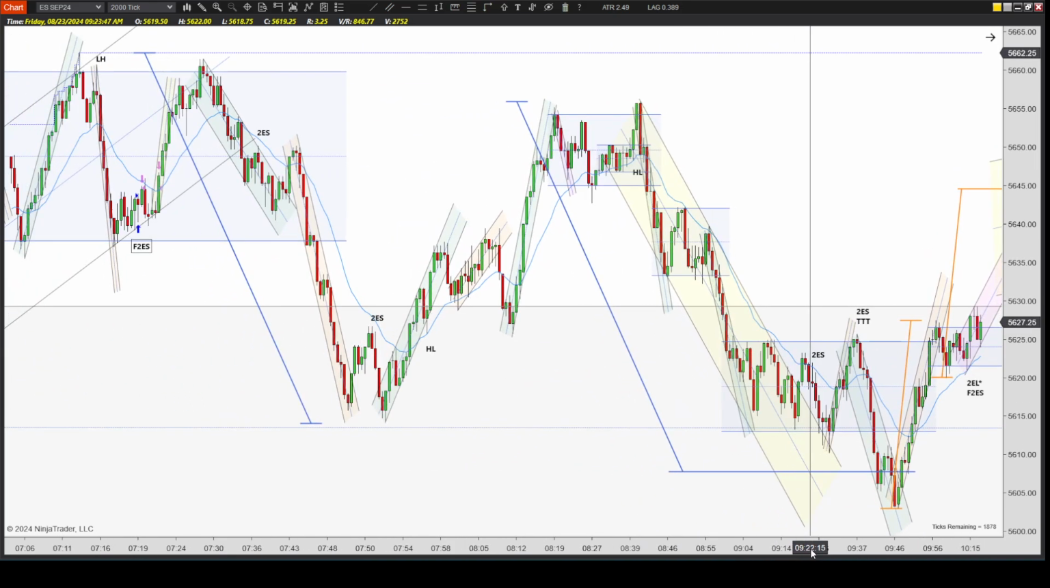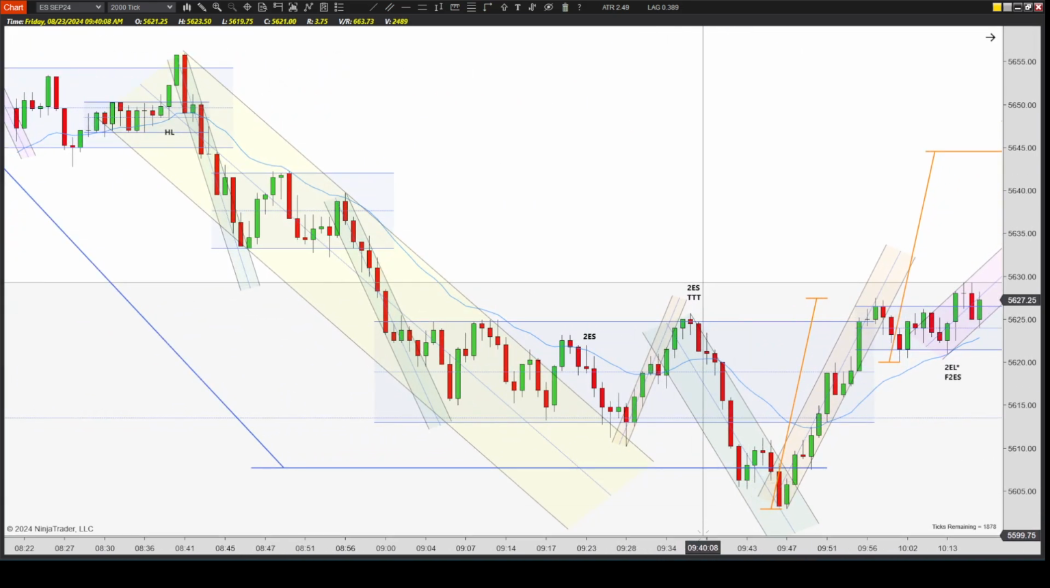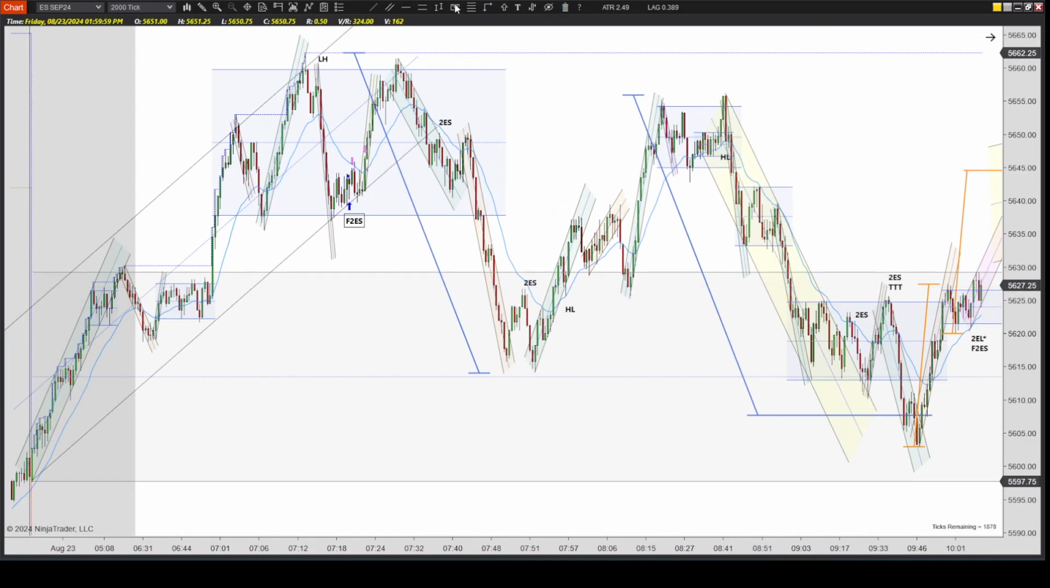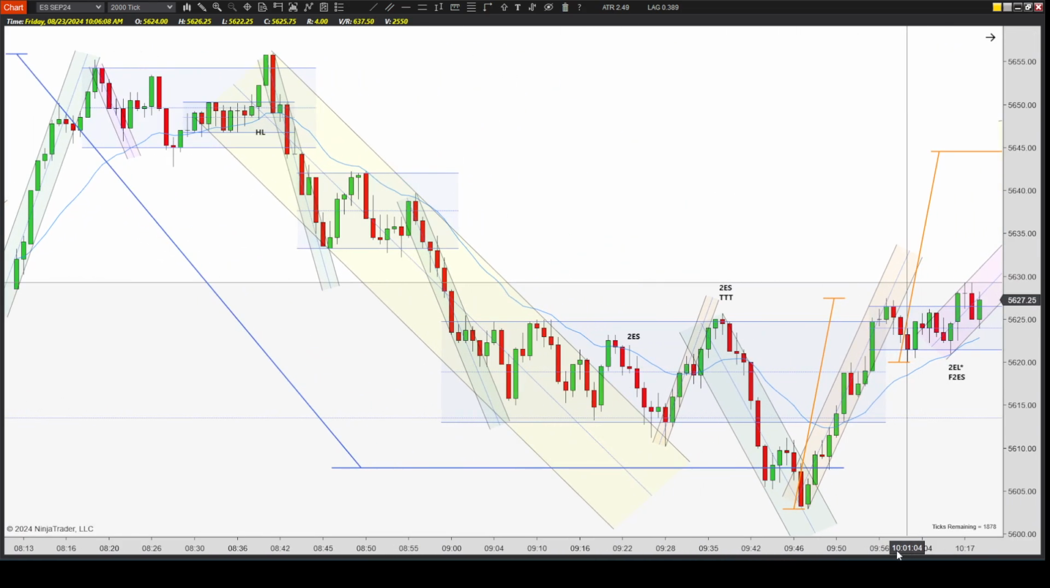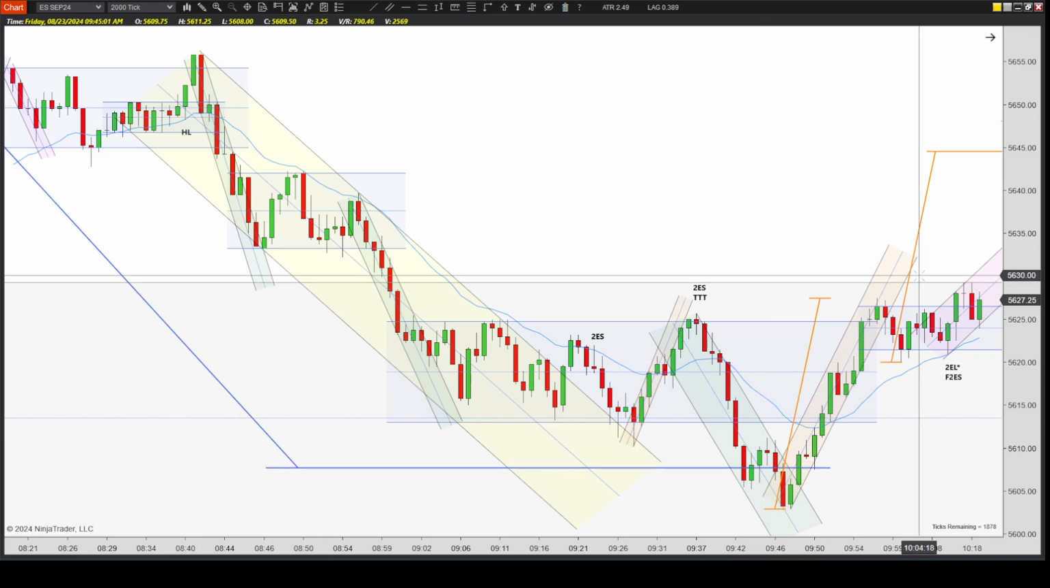The measured move has been made. So it looks like, okay, 2 legs down. This bigger context doesn't look like it's trending in the bullish or bearish direction. It looks like it's just ranging. So you have all these things telling you, okay, downtrend has played out. It might be coming back up.